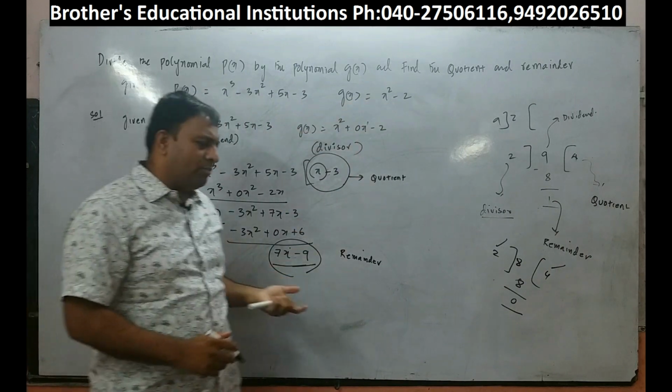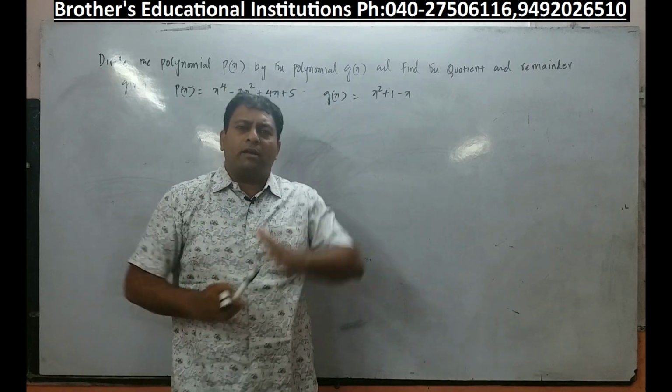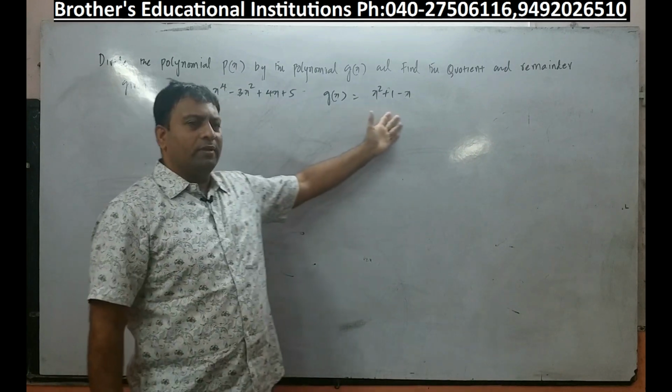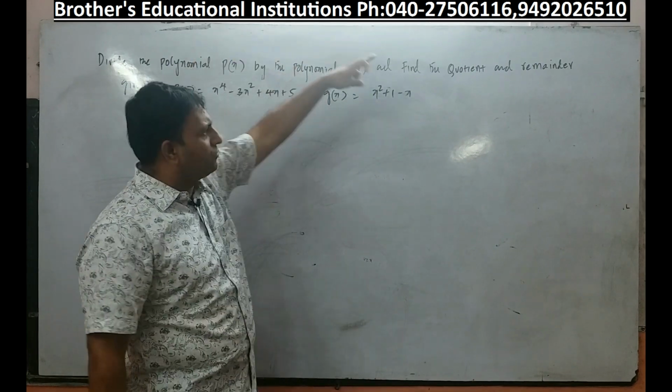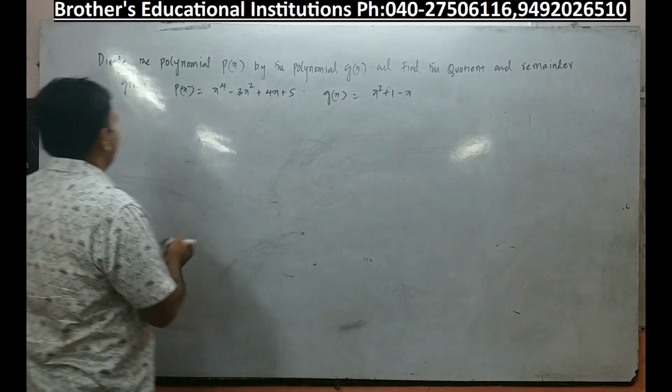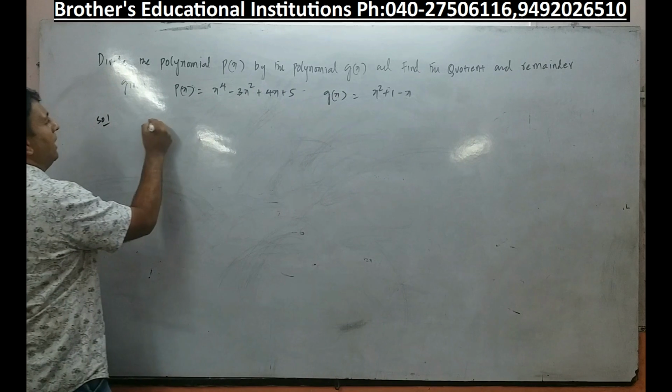Let us try to take one more numerical. Okay children, we are trying to take one more numerical here. Find P of x is given to you, G of x is given to you, you are supposed to find the quotient and remainder. Now what I have told you in the previous problem is we have to write things in the decreasing power of x.